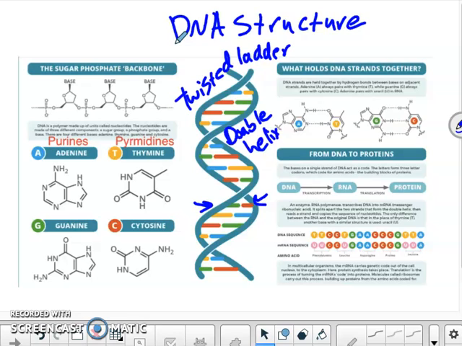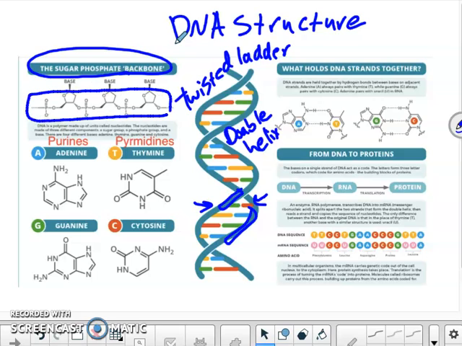These parts right here, the blue parts, are called the backbone, or the sugar phosphate backbone. So that's right here. That blue part right here is one of those, and it's on either side. So this is the sugar, this is the phosphate. I'm just going to go into that a little bit more in depth in a little bit.